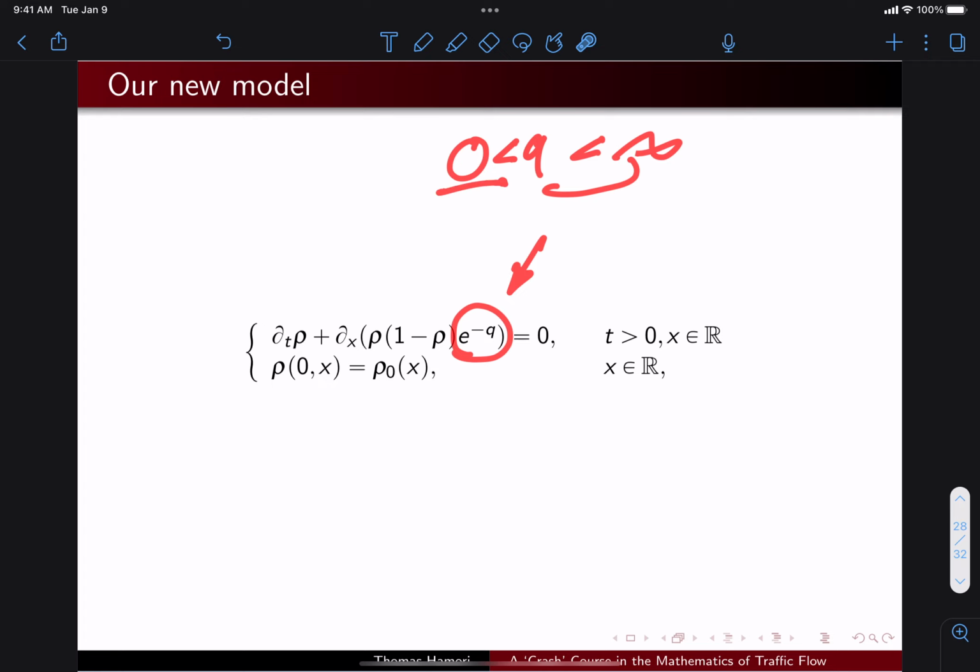What if there's no cars in front of us? No cars at all means we do e to the 0, which is 1, which means our model just collapses to the local case. So this is going to help us. Basically, the idea is extremely simple. If there's lots of cars in front of me, I'm going to slow down preemptively. Okay, and we'll see what happens.